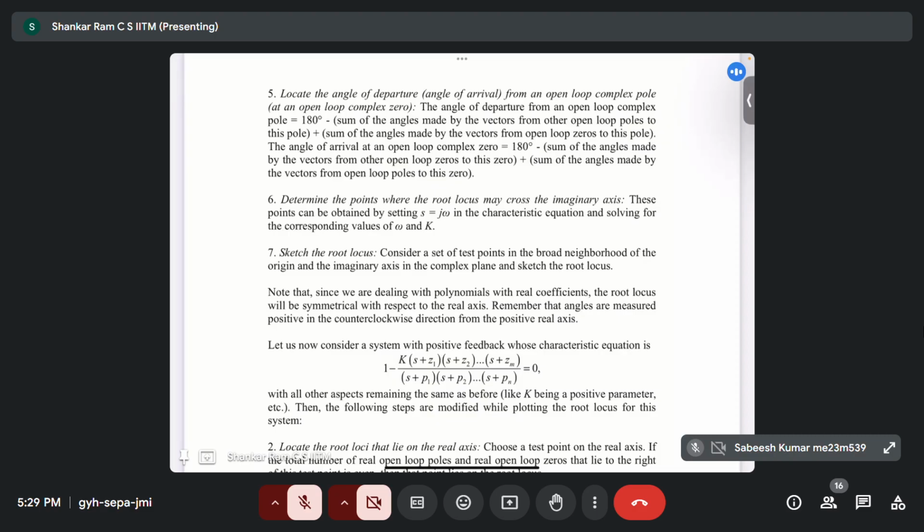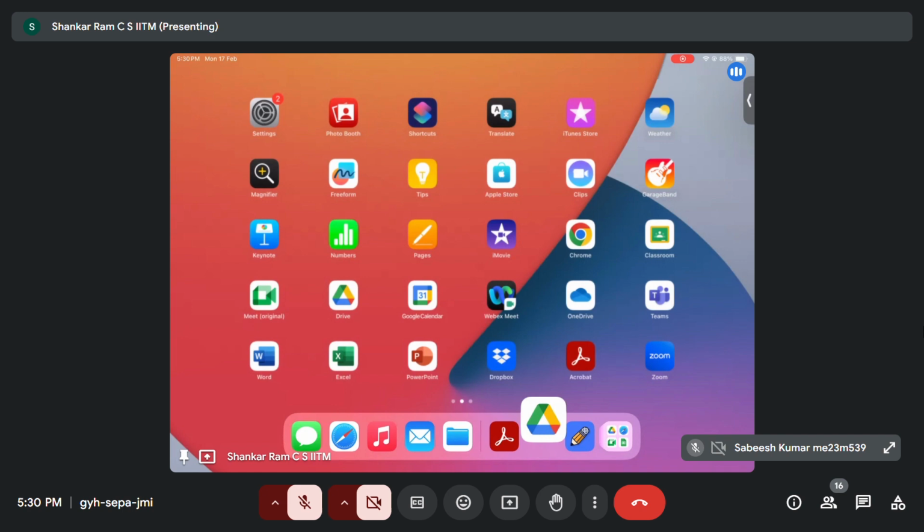Now that we have completed step 5, let's go to this last step, which is called determining the crossover points. That is, we need to figure out where the root locus may cross the imaginary axis. Why is this step important from a practical perspective? Let's figure it out.